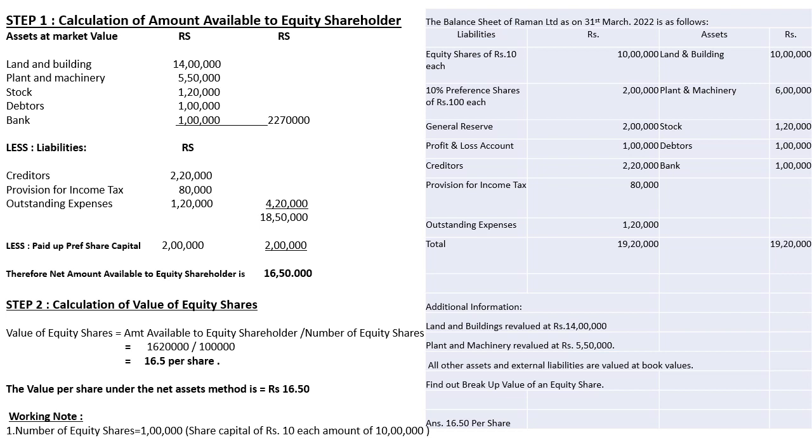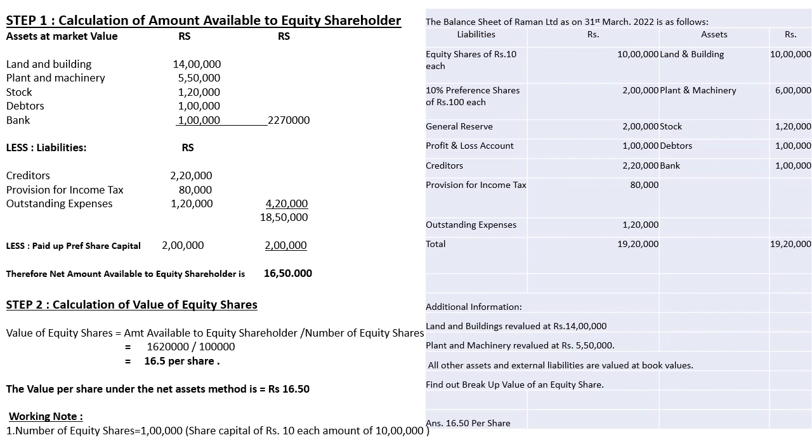Then we have stock. We have to take it at book value because in additional information it is given that all other assets are at book value. So stock 1 lakh 20,000, debtors 1 lakh, bank 1 lakh. When you add up all these five assets, you will get your total as 22 lakh 70,000.